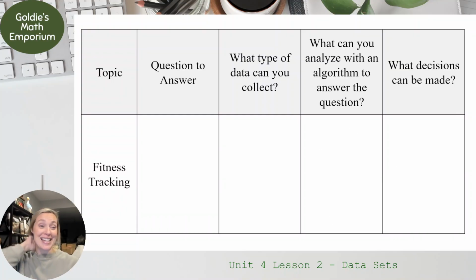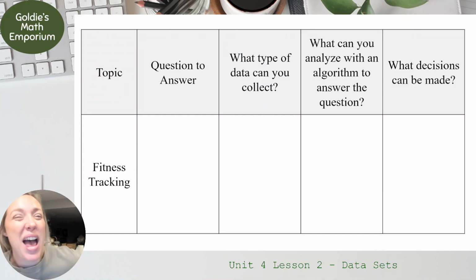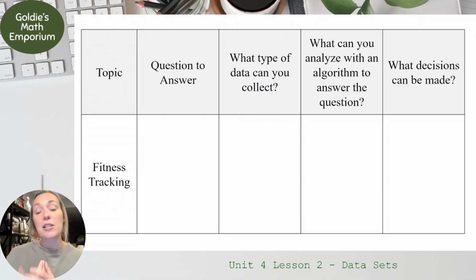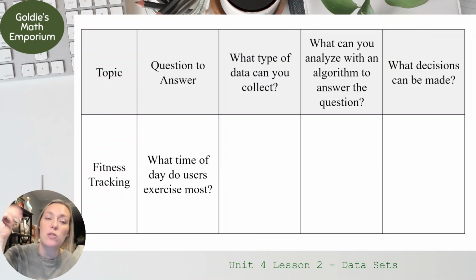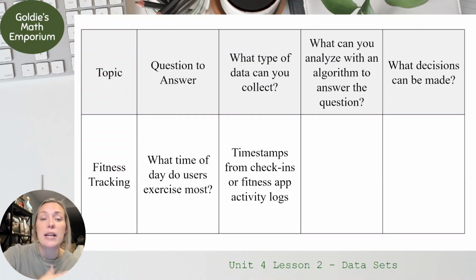So here is another example. If we were in class, we would have more of a discussion of these. But since we're not in class here, I'm just going to give you the answers that I have and that we've talked about in class previously, right? So question to answer for fitness tracking. Let's say if you have one of the fitness rings or fitness watches. Let's say that one of the questions we want to use is what time of day do users exercise the most? We can collect timestamps from check-ins or fitness apps, activity logs. Again, if you think of your Oura ring or something, right?